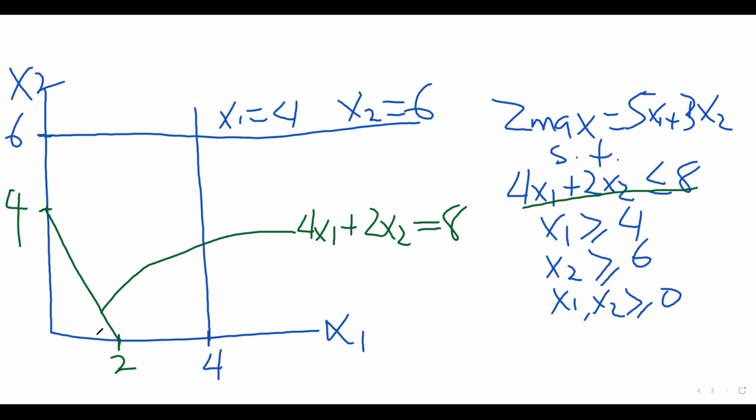Now let's see why the situation will be the case, because remember, the definition of infeasibility is that there is no solution. And when do we say there is a solution? There is a solution if there is no conflicting constraint.